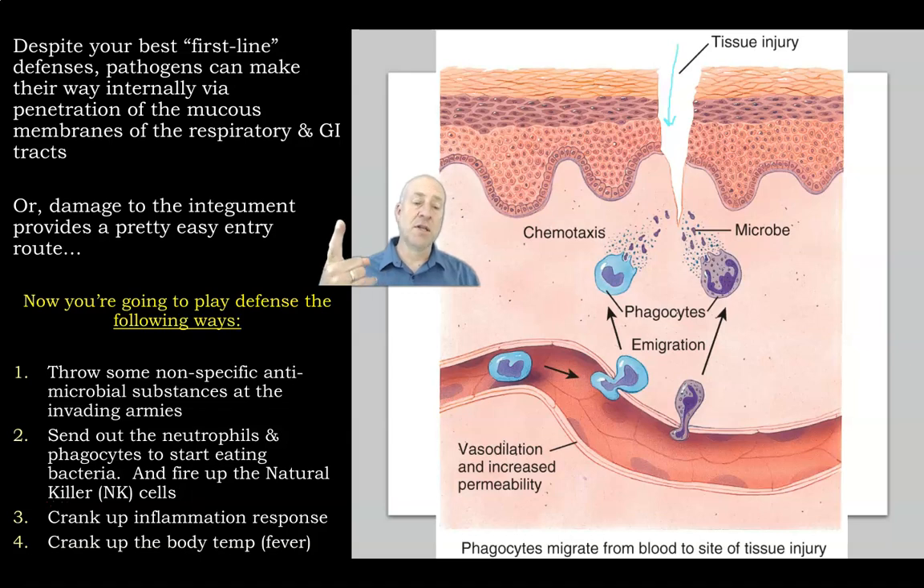1, throw out some non-specific antimicrobial substances at the invading armies. Just start throwing chemicals out there going to kill, and they don't care who they kill or what they kill. 2, send out your neutrophils and your phagocytes and get them to start going and fire up your natural killer cells. Just start eating microbes like crazy, non-specifically.